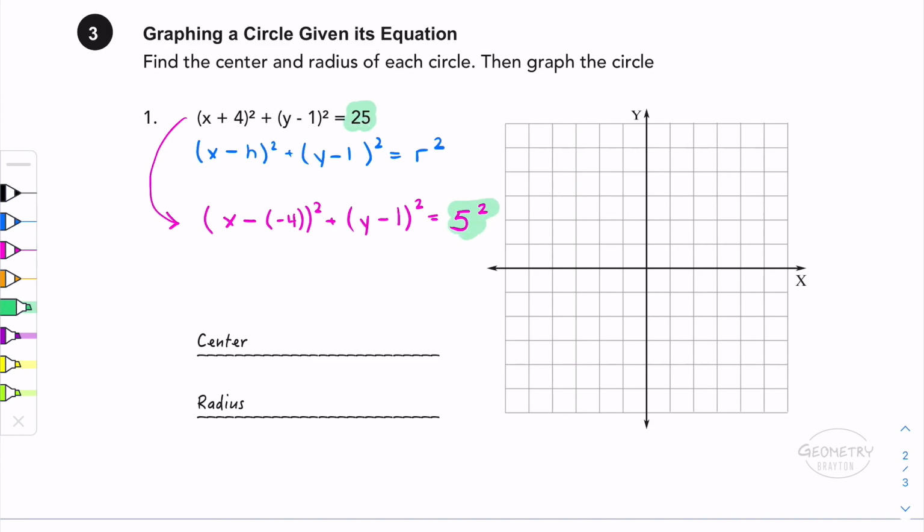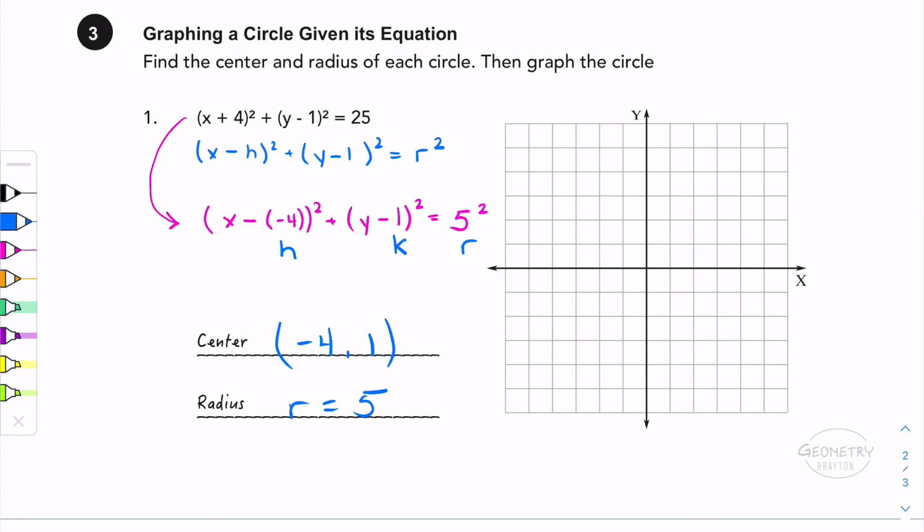So check this out. It's the biggest mistake students make, they just look right at that number and say that 25 is the radius, but that is not true. The answer to the equation is the radius squared. So what number squared gives you 25? And that would be 5. So from here, I can see that my h value is negative 4. My k value is 1. And my radius, or my r value, is 5.